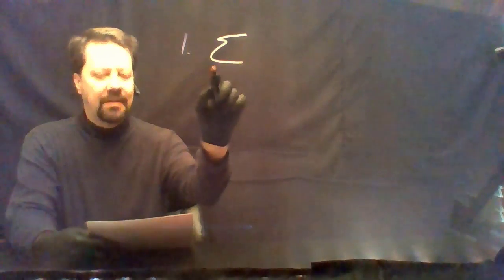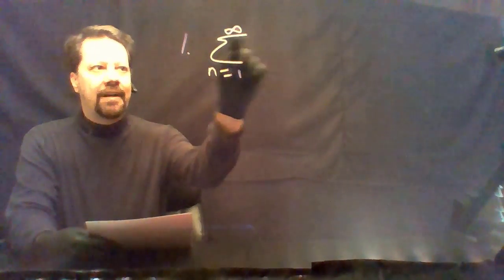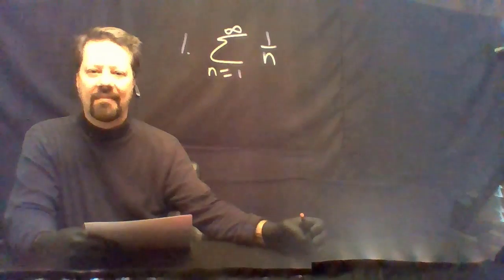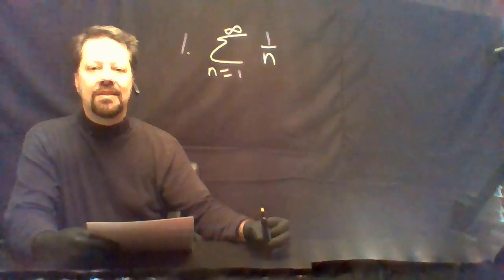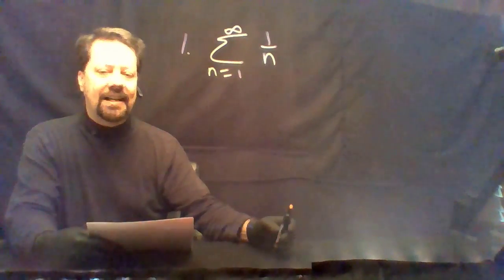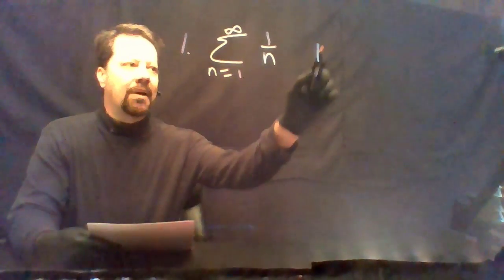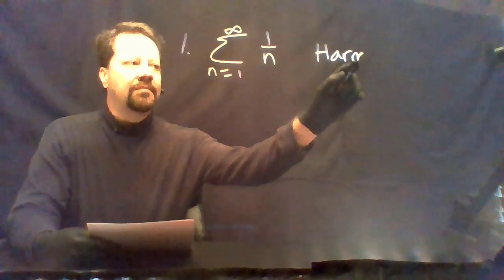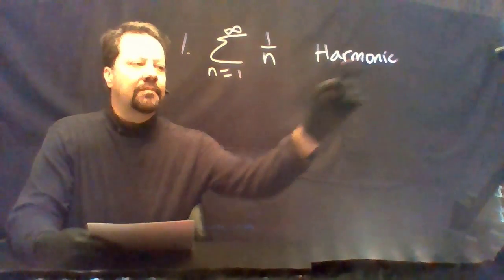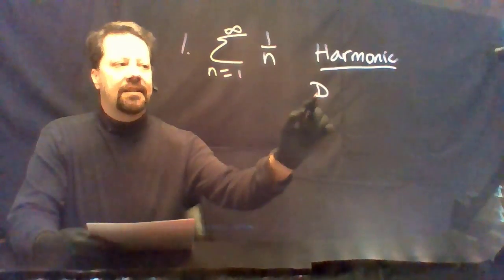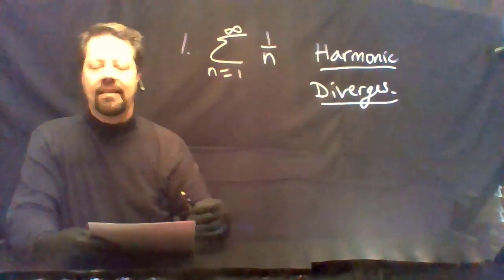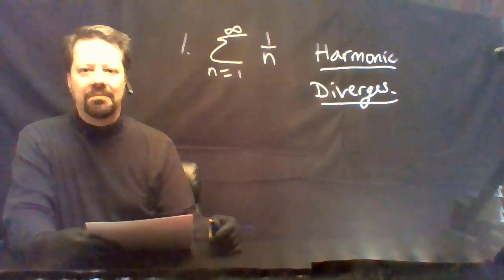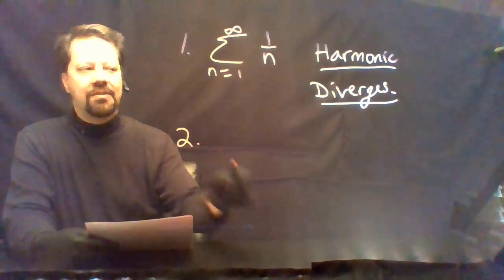On problem 1a, we begin with the sum as n goes from 1 to infinity of 1 over n. I don't need much work on this particular problem because this one is a series that has a name. This is the harmonic series, and it diverges. This is all I need to see on this problem. Don't try to do too much.